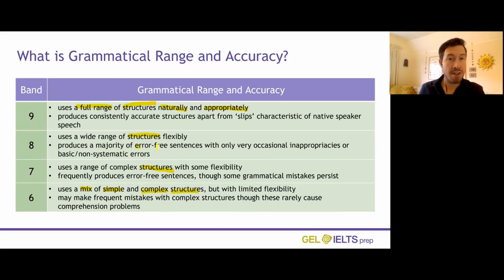Another thing is error-free sentences. So if you're making lots of mistakes, then obviously you're going to get a lower mark for your grammatical range and accuracy. And you want to produce error-free sentences. So an error-free sentence means a sentence with no mistakes. Here you can see it says frequently produces error-free sentences. So that means the majority or a lot of the sentences have no errors in them. Whereas here it says a majority of error-free sentences. So, a large portion of them are error-free. And again, we're going to look at errors in the coming slides.